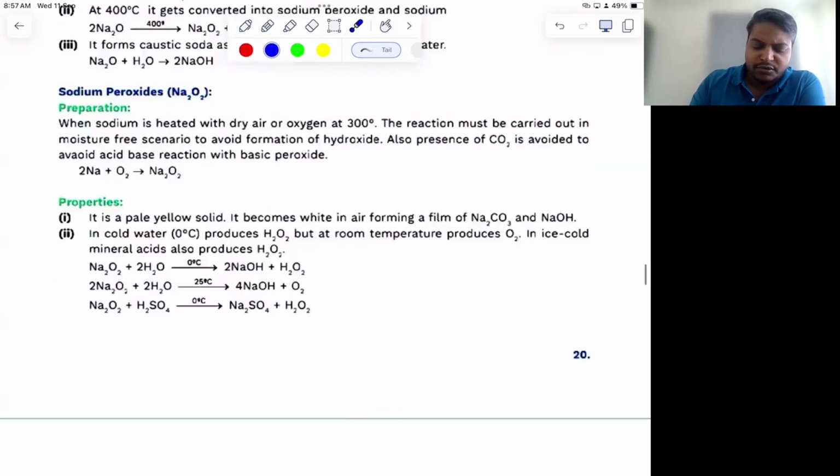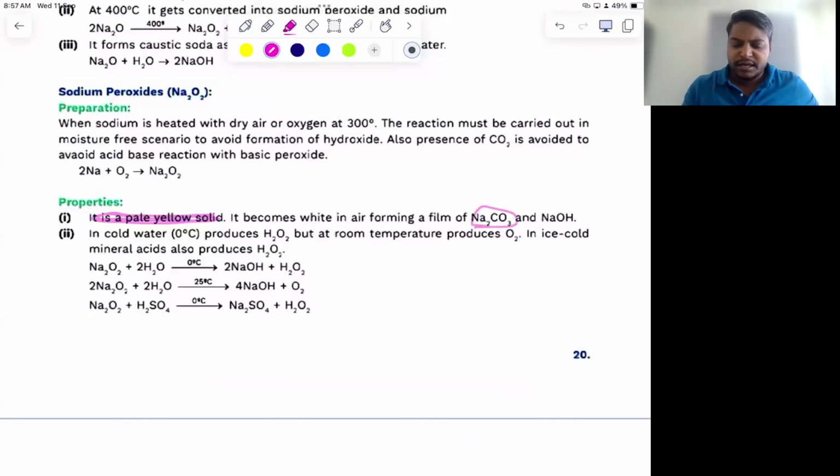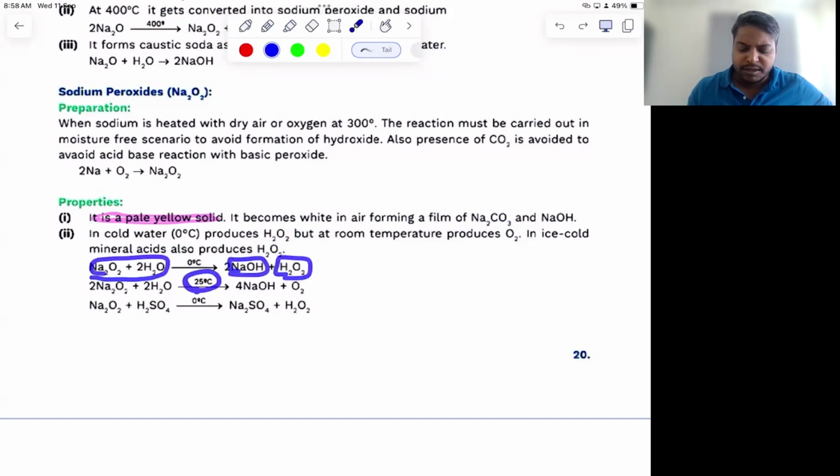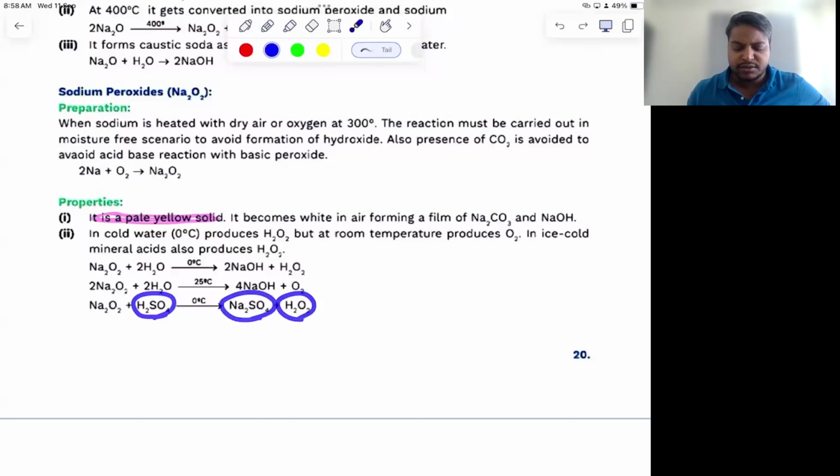Next, sodium peroxide. If you react sodium with O2, where O2 is sufficient, it will mainly give you peroxide, at around 300 degrees centigrade. It is a pale yellow solid. Remember, it is a pale yellow solid. It becomes white in air, forming Na2CO3 and NaOH. In cold water, it will produce H2O2, but at room temperature it produces O2. So Na2O2 plus H2O will form NaOH and H2O2, but around room temperature that H2O2 decomposes into H2O and O2. And with H2SO4, it will form Na2SO4 and H2O2.